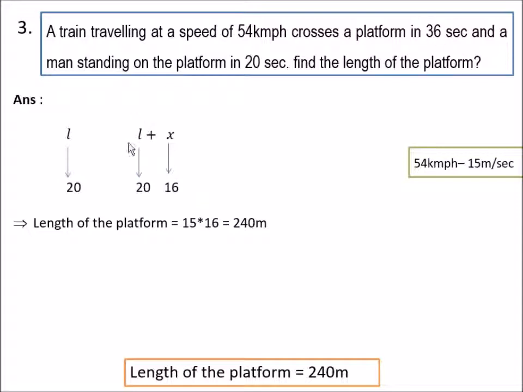That is, for L it will take 20 seconds, and for x, that is the length of the platform, we need to find out. So the length of the platform is 15 meters per second into 16 seconds, which gives 240 meters. Therefore the length of the platform is 240 meters.